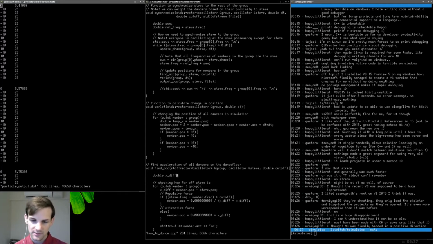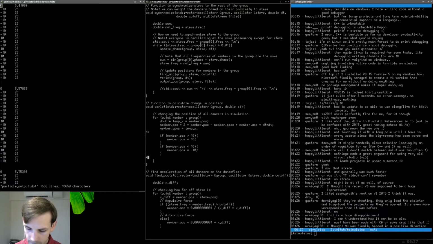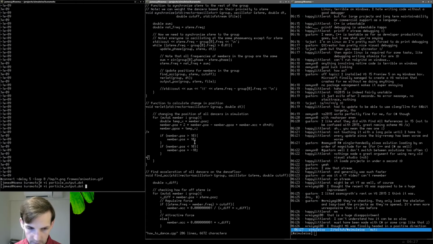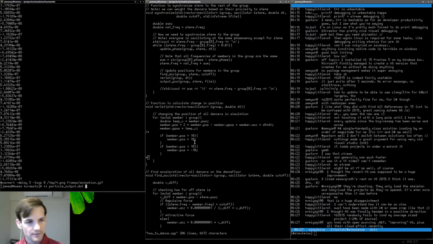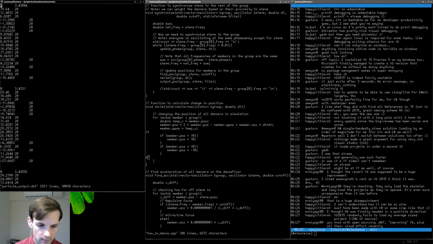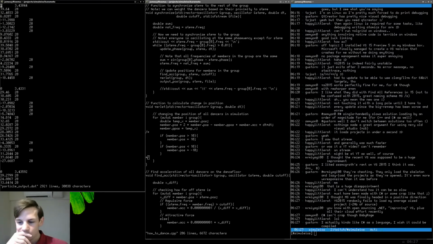But let me check something. Okay, so we're going to add this here, that there. Let's go here, write and quit. Make. Now let's go into particle output.dat. That's so weird. What are we outputting here? Wait, what are we outputting? This should be acceleration, shouldn't it? Let's go into particle output.dat. I don't know what's happening. One second, let me take a look here. Yeah, I have no idea.